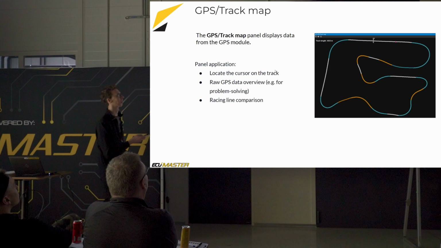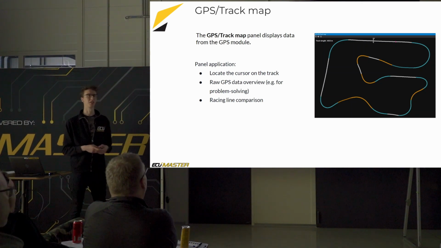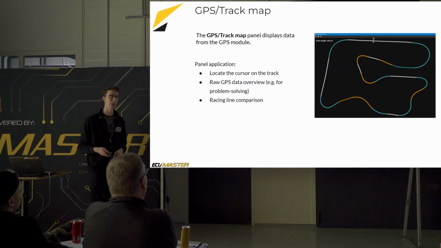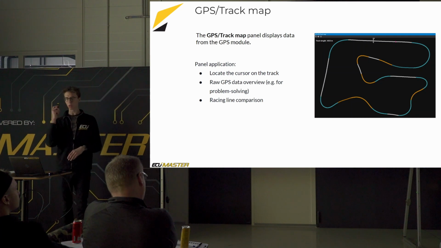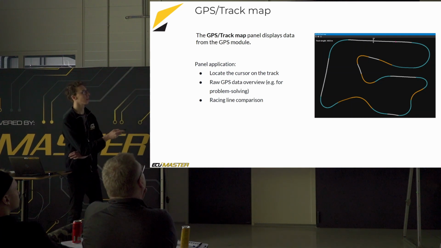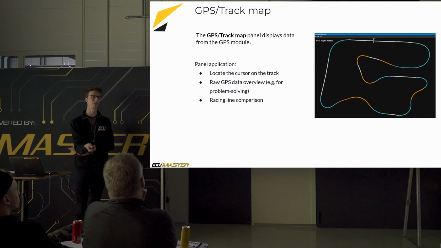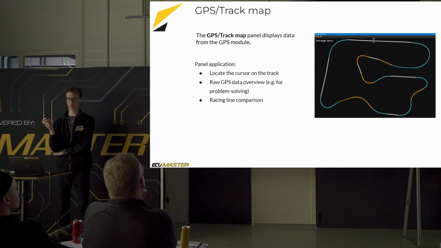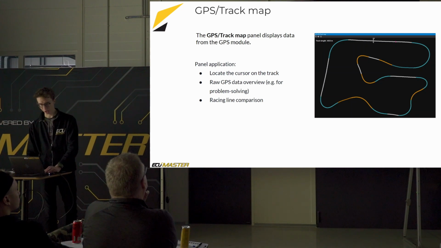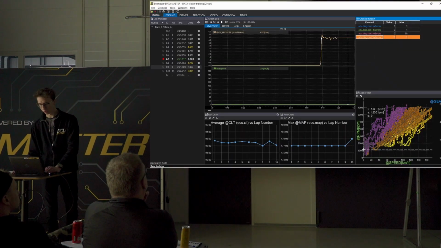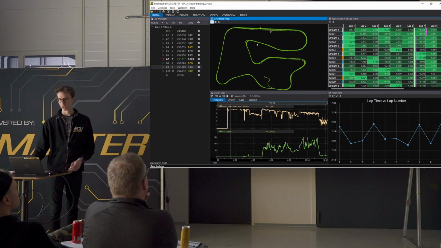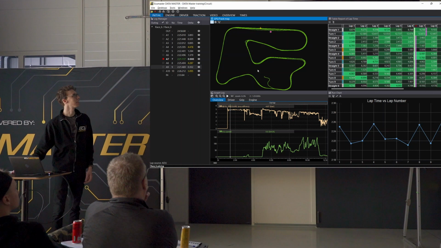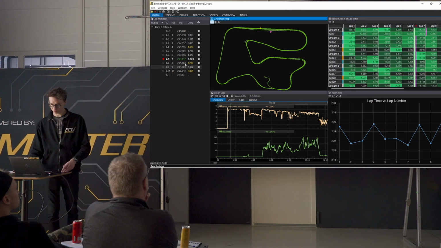Next on, the panel that I think is familiar to you. It's very similar to the one found in the ADU. It's the GPS track map. It basically draws either the reference track generated from the GPS data or the raw GPS data itself. We can use this panel to, for example, identify any issues with the GPS module, right? Or we can see the trajectories on each lap, the racing lines.